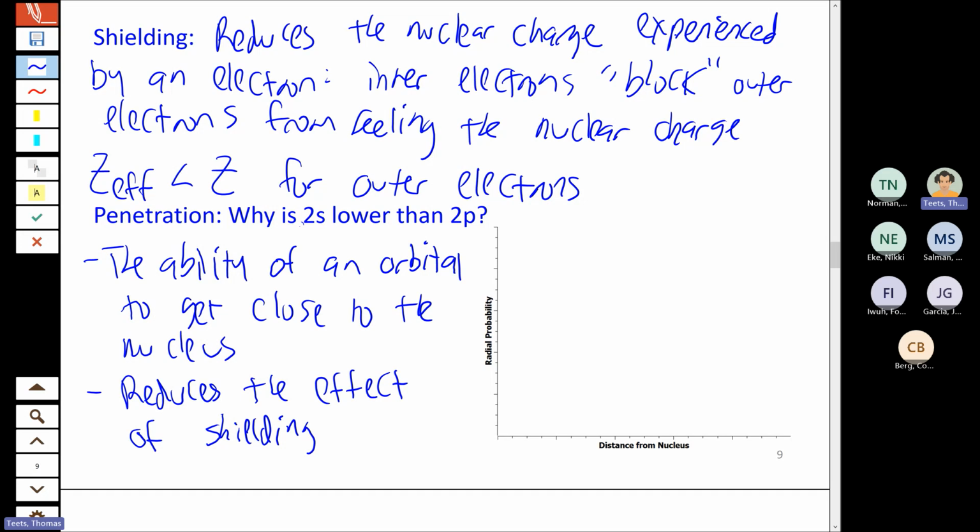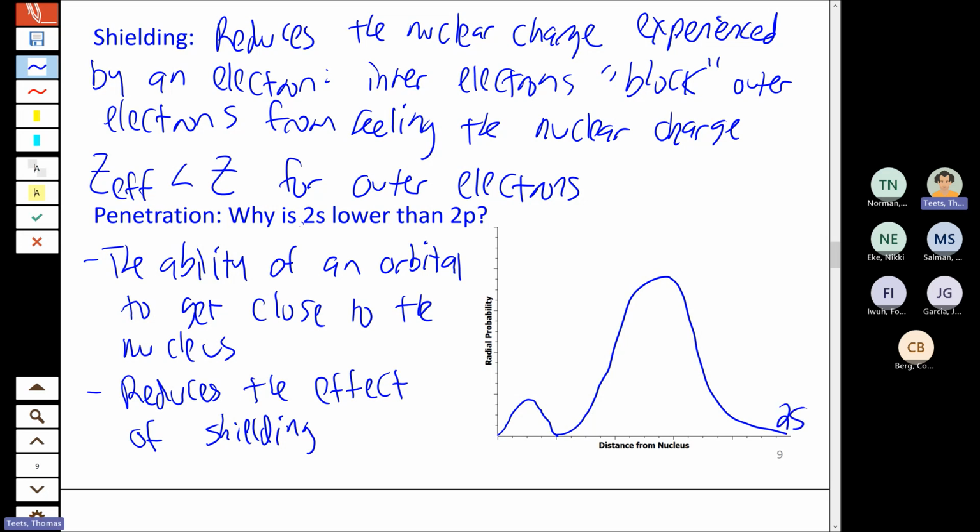So if you have a 2s orbital, we're going to do 2s here in blue. Remember that it has one radial node. N minus L minus 1 is the number of radial nodes. So it had a probability density that looked kind of like this. It had a little peak there, and then a bigger peak further away. So that would be your 2s.